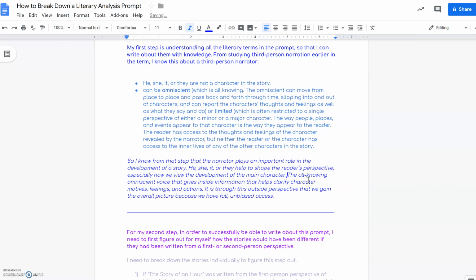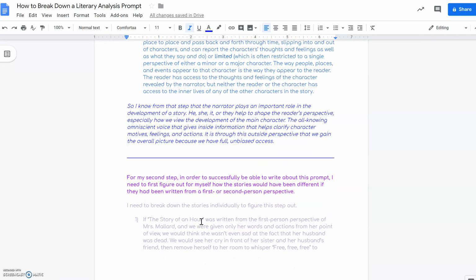This all-knowing, omniscient voice that gives inside information helps clarify the characters' motives, feelings, and actions. And it's through that outside perspective that we gain an overall picture, a 360 picture, because we have full, unbiased access. Them not being a character in the story gives us unbiased access to everything that's happening, as well as what's inside these characters' minds.